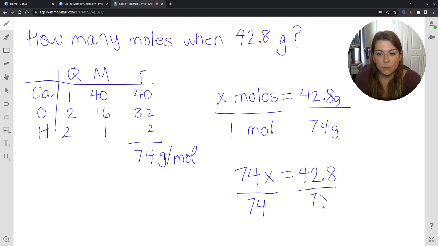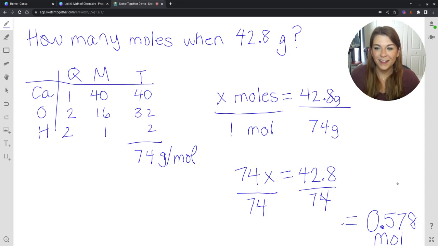We are going to divide by the coefficient of this X, which in our case is 74. This will give us a number that is smaller than 1, and that makes sense because 42 is less than 74. So in our case, this is going to come out to 0.578 moles. And that represents the number of moles that you have when you have 42.8 grams of this substance.